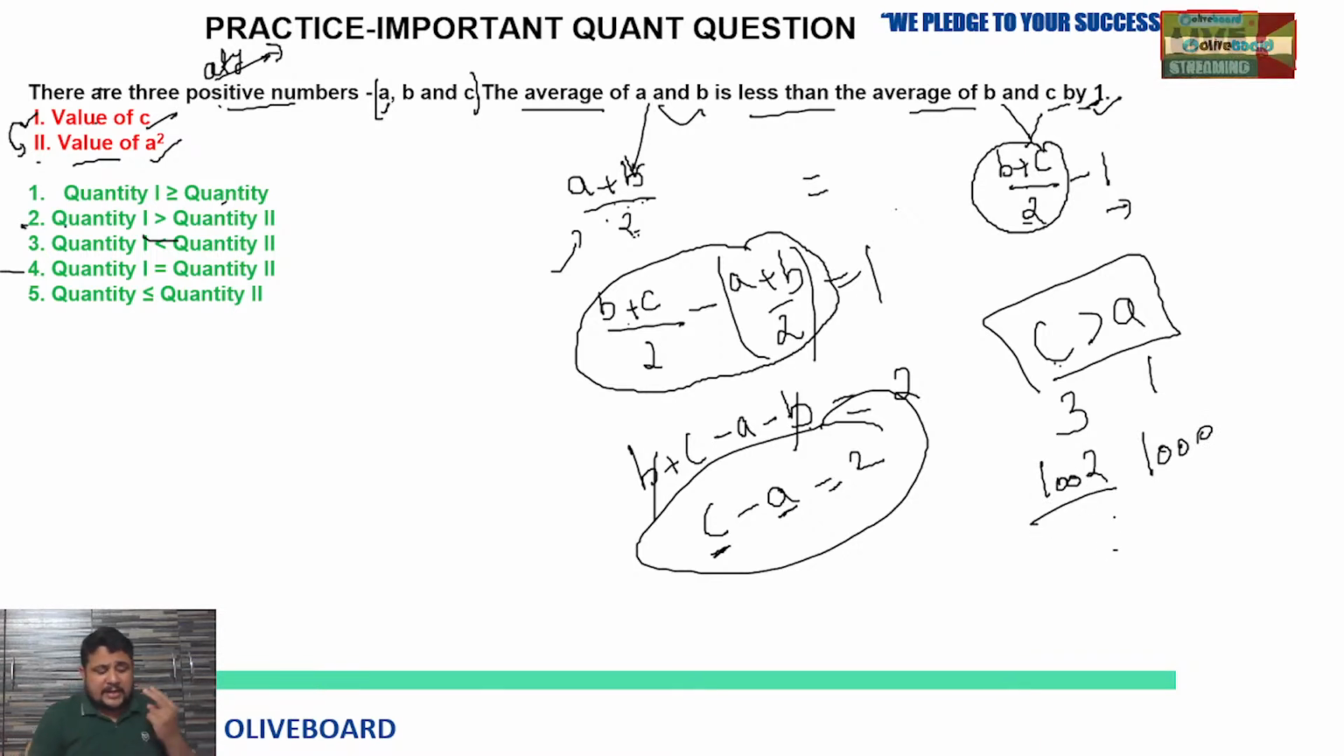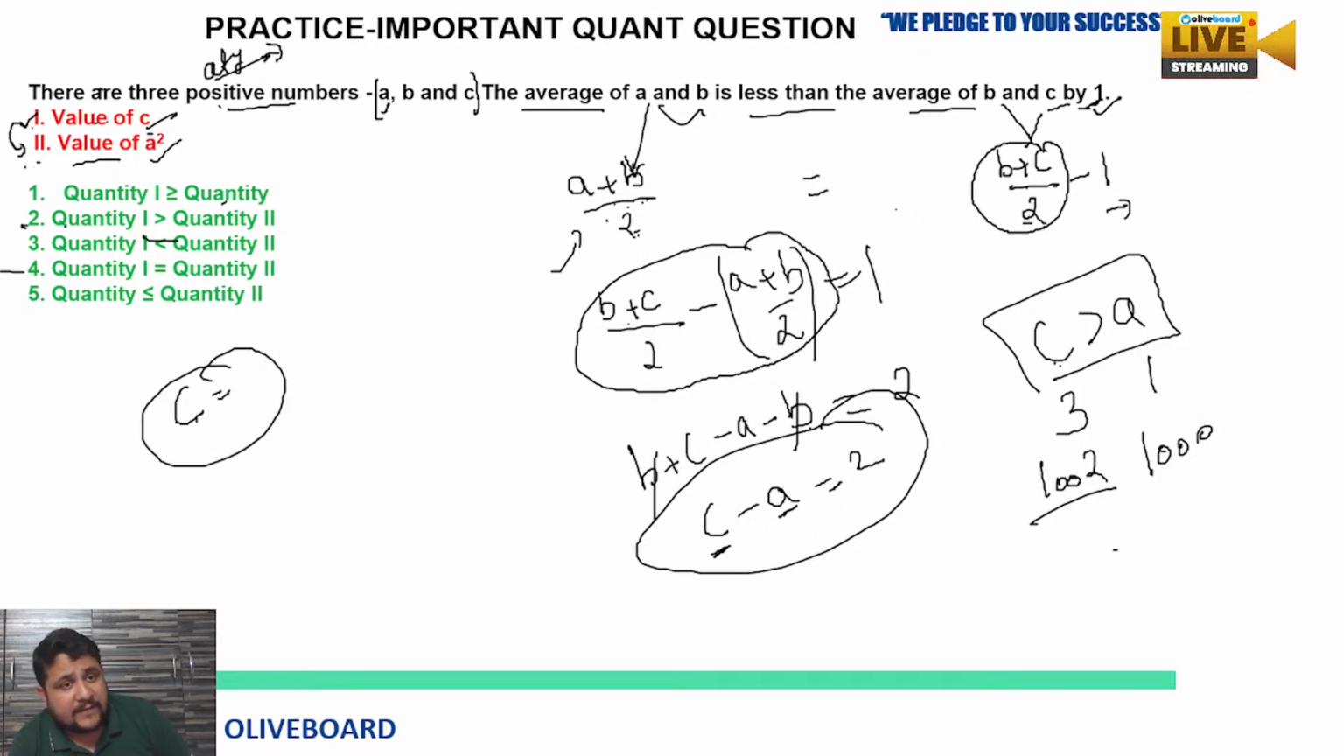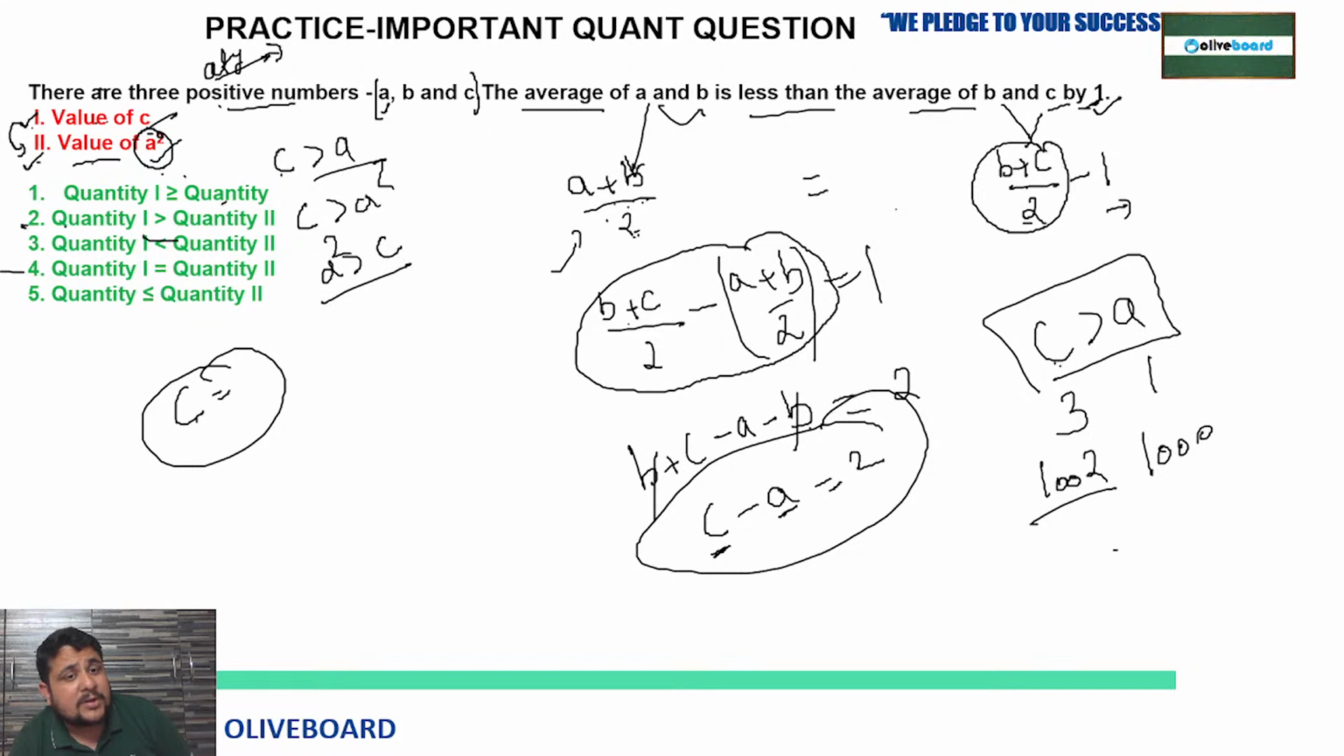Only how much difference? There is a difference of 2. But here what is the first value? Value of c. You don't know what is the value of c. Okay, fine. Now, second, value of a square, not a. We know that c is greater than a. But will c be greater than a square, or will a square be greater than c? Because their difference is 2 only. So square of a is always greater than c in this case, when there is a difference of 2 only.